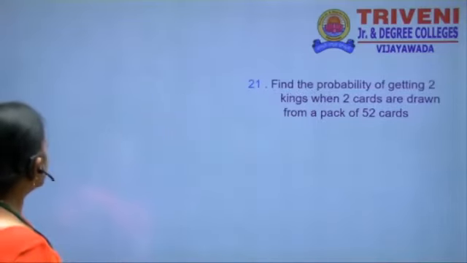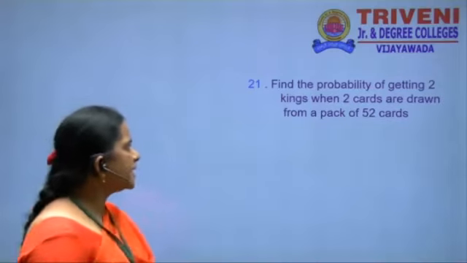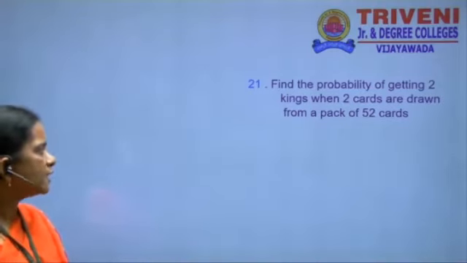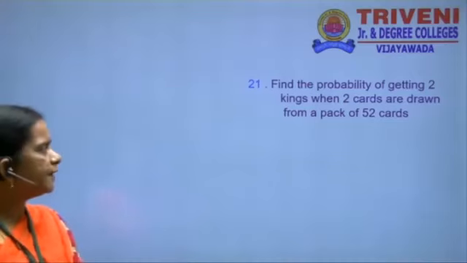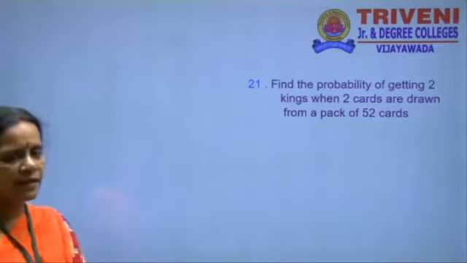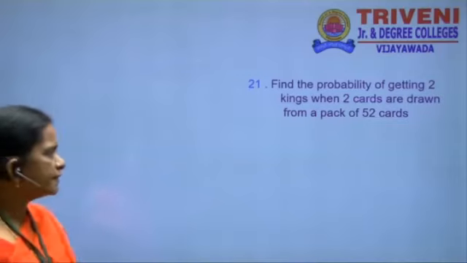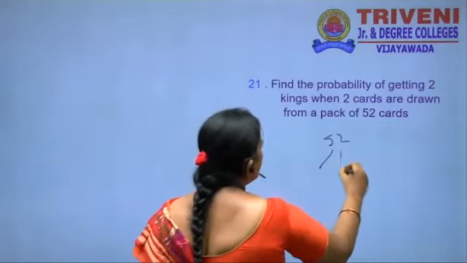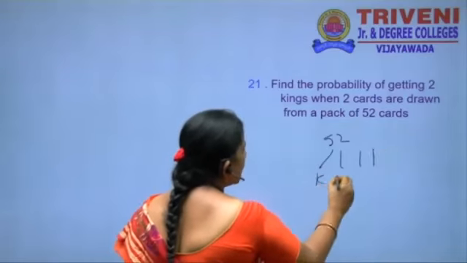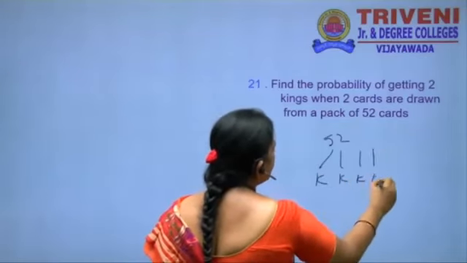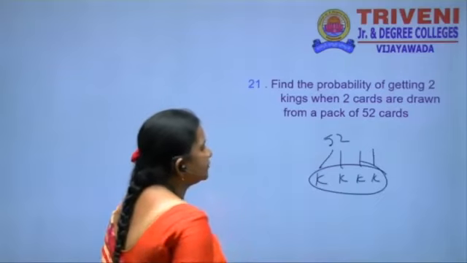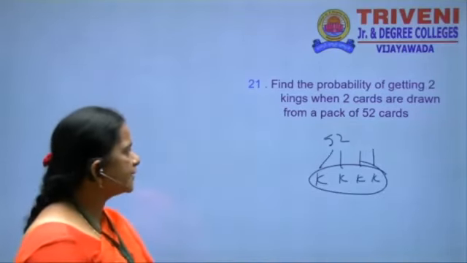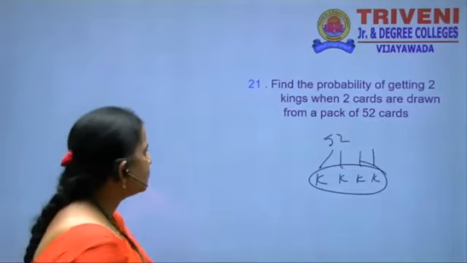Then we are going to the next problem. Find the probability of getting 2 kings when 2 cards are drawn from a pack of 52 cards. How many kings are there here? 4 kings. The 52 cards can be divided into 4 parts. In these 4 parts, how many kings are there? 4 kings. Then you have to select 2 of these 4 kings, when 2 cards are selected out of 52 cards.